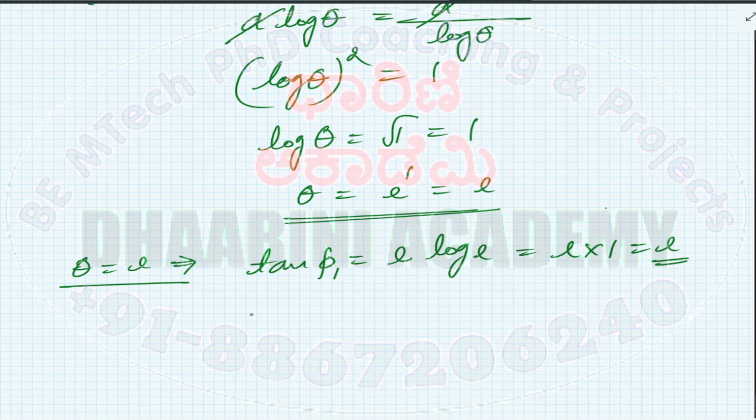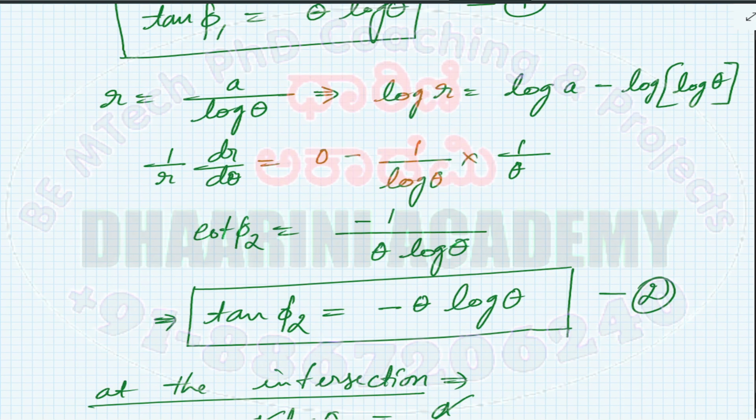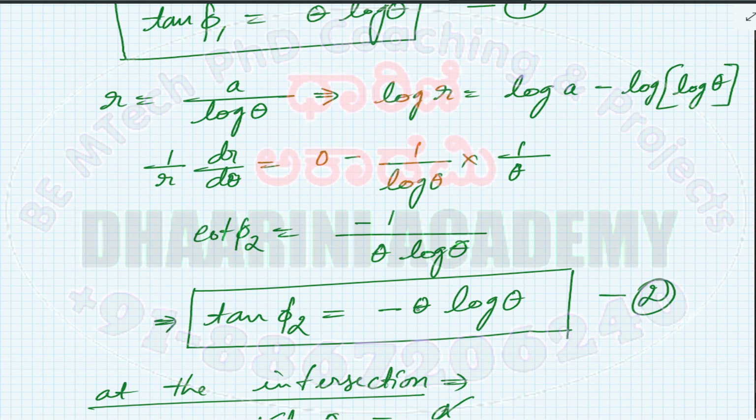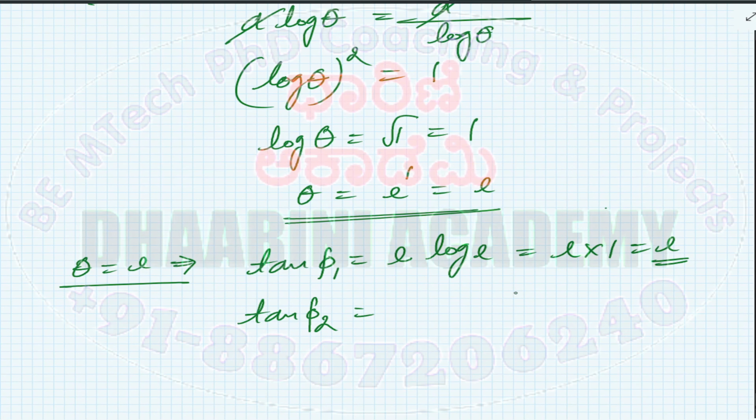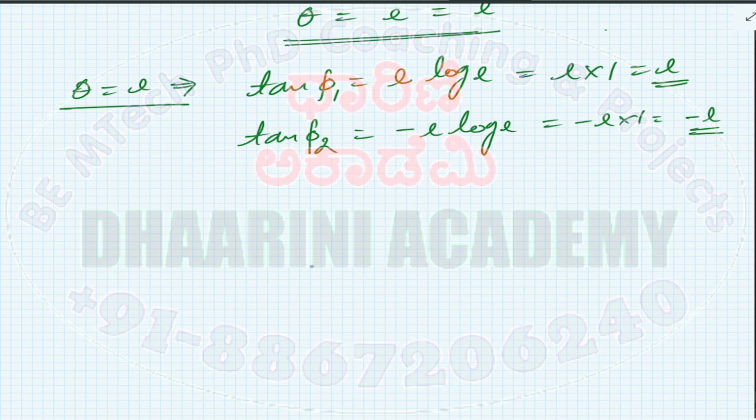Okay, similarly, let's go for tan phi 2. So let's just check the phi 2. So tan phi 2 is minus theta log theta. So this is minus e log e. Once again, this is minus e into 1, which is minus e. So tan phi 1 and tan phi 2 both we got.